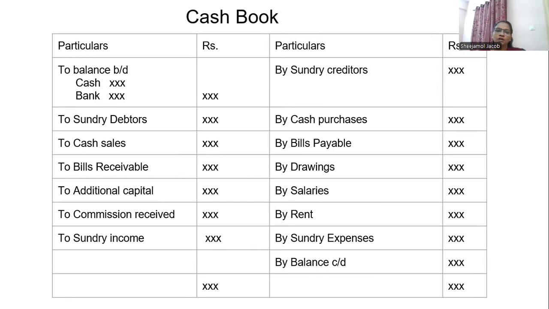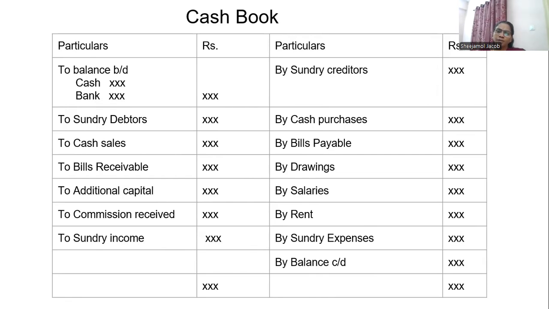So to balance brought down, cash account balance and bank account balance together you have to write. Then if there is any collection from debtors, you have to record it on the debit side of the cash book. Cash sales, bills receivable collected, additional capital introduced by the proprietor, any commission received, sundry income, any income received by the proprietor, all these items are to be debited in the cash book.